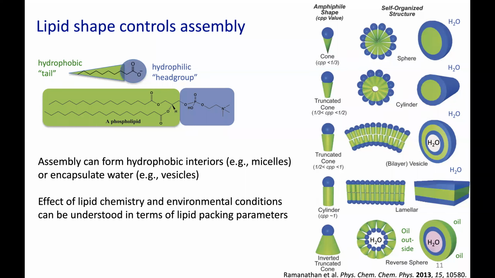For example, this fatty acid is shown in its deprotonated anionic form. But if the pH is lower than the acid dissociation constant for the carboxylate, it will become protonated and then be neutral. That will reduce the repulsions and make this molecule change from a cone shape to more of a truncated cone.